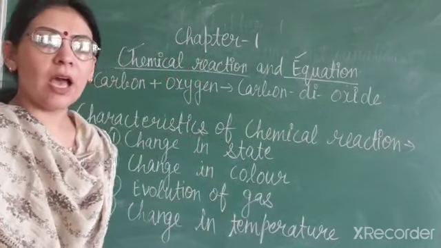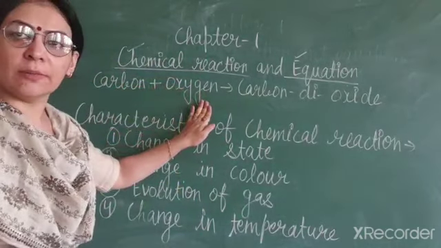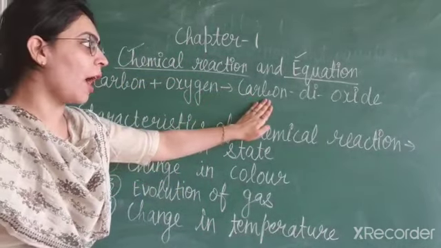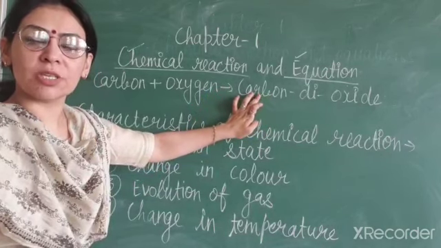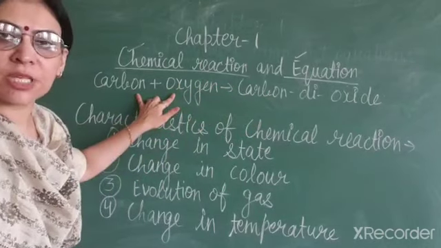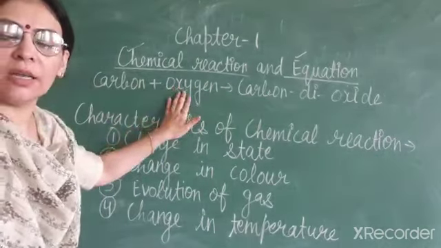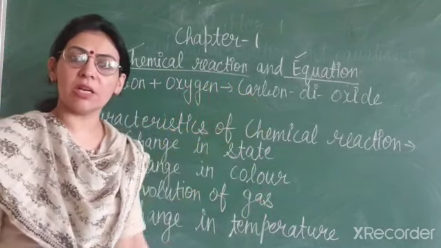For example, I am taking the example when carbon reacts with oxygen, it gives rise to the formation of carbon dioxide. That is, a new chemical substance, a new product, is formed by the combining of these two chemical substances, carbon and oxygen. This is known as chemical reaction.